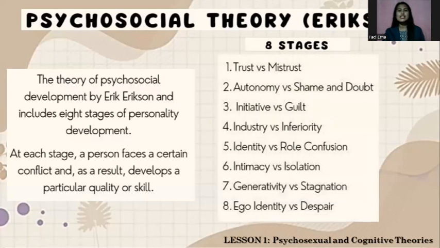Number 1 is trust versus mistrust. 2, autonomy versus shame and doubt. 3, initiative versus guilt. 4, industry versus inferiority. 5, identity versus role confusion. 6, intimacy versus isolation. 7, generativity versus stagnation. And 8, ego identity versus despair.